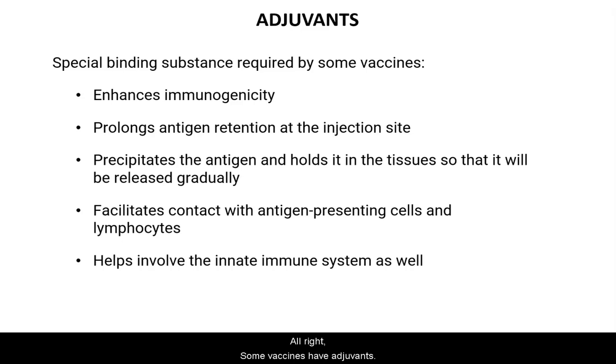All right, some vaccines have adjuvants. These guys are going to enhance the immunogenicity of the vaccine. And so think about it this way. They can help the antigen stick around longer, either at the injection site or be released gradually from the tissues. And that's going to mean that there's going to be more antigen around to interact with immune cells over time. Adjuvants can also facilitate contact with APCs and with lymphocytes. And some can also help involve the innate immune system in the response as well.